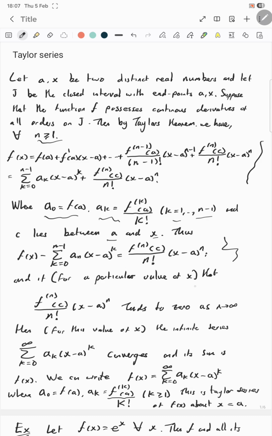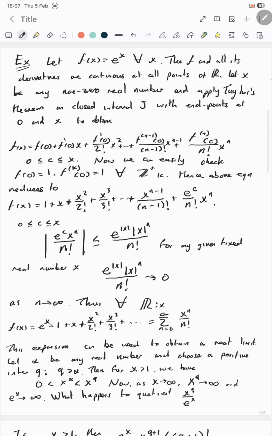And if for a particular value x, f^(n) of c over n factorial times (x minus a)^n tends to 0 as n goes to infinity, then for this value of x, the infinite series here converges, and its sum is f of x. We can write f of x as such, where a_0 equals f of a, and a_k again equals f^(k) of a over k factorial. And this is the Taylor series of f of x about x equals a.